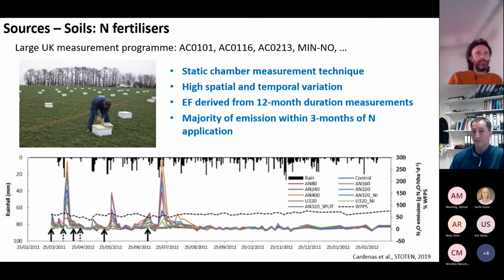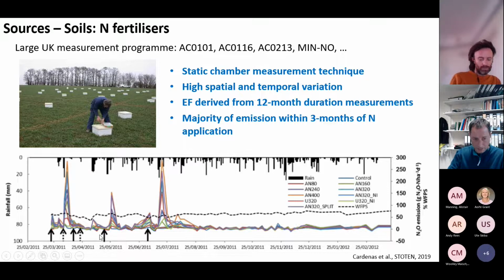Effectively, the inventory guidelines recommendations are that you should measure for a full year to account for emissions from the nitrogen fertilizer going to the soil. In fact, and you can see from the graph at the bottom here, this is typical of what we would expect to find. The majority of the emissions associated with nitrogen applications do arise within the first 3 months or so of that application. So here we've got the nitrous oxide emissions, these different coloured lines, these black bars at the top, instances of rainfall.